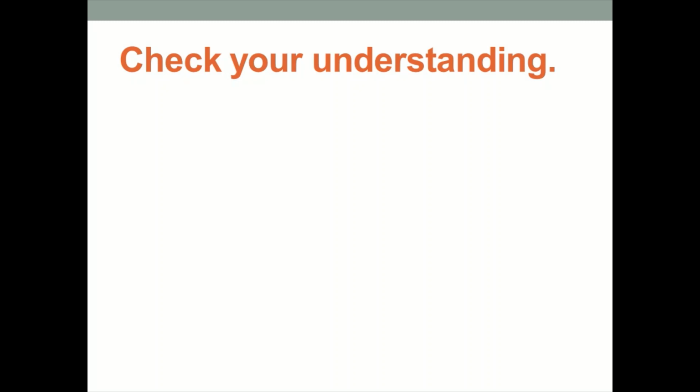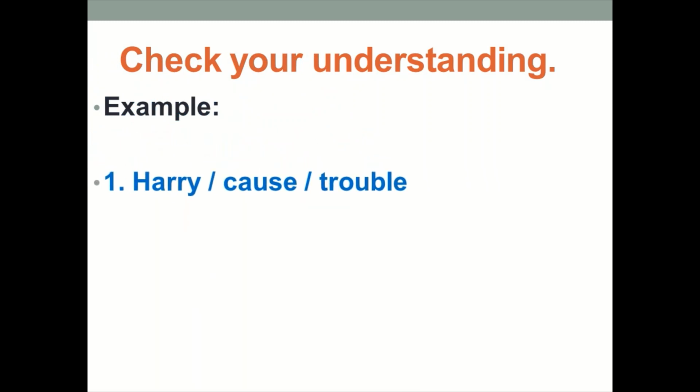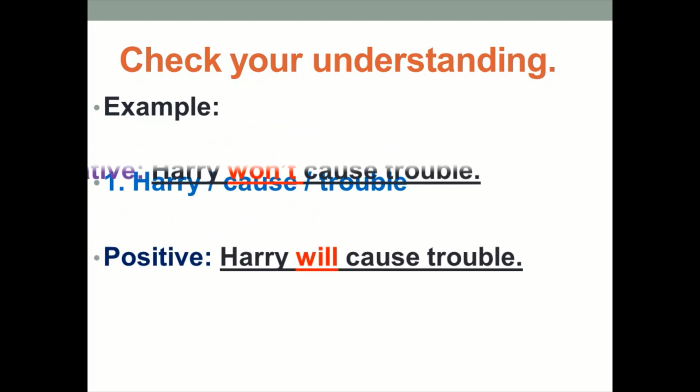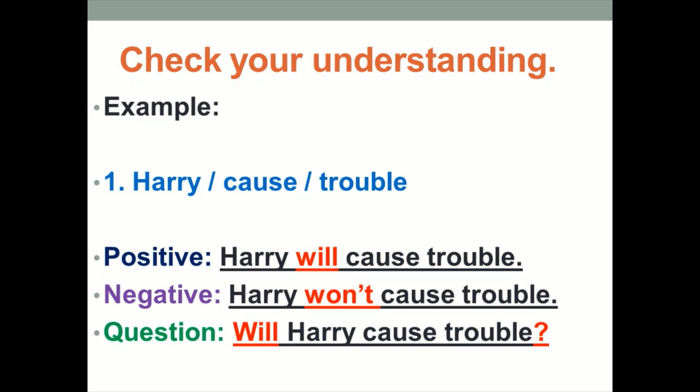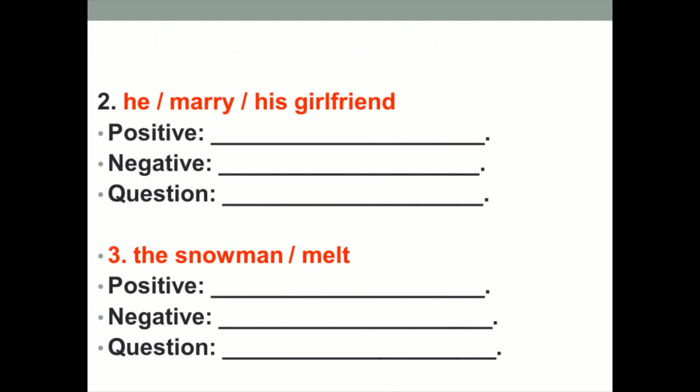Okay, let's check your understanding. Example. Number 1, Harry caused trouble. So I want to know if you really understood everything we talked about. So for this, you are going to make a sentence with will in positive, negative, and question form. Okay, so for example, in the positive form, we say Harry will cause trouble. Negative form, Harry won't cause trouble. Question, will Harry cause trouble? Okay, that's it. So now it's your turn.